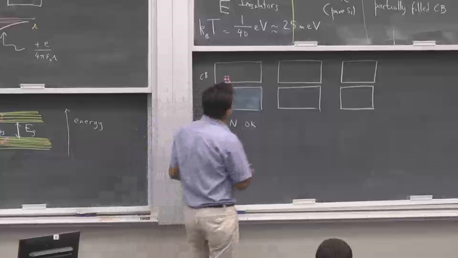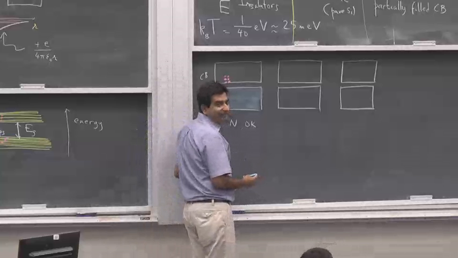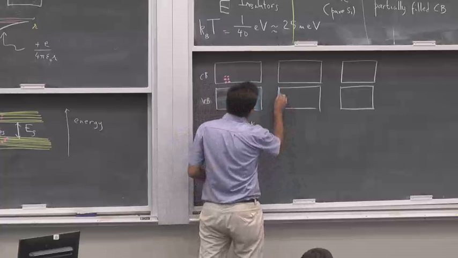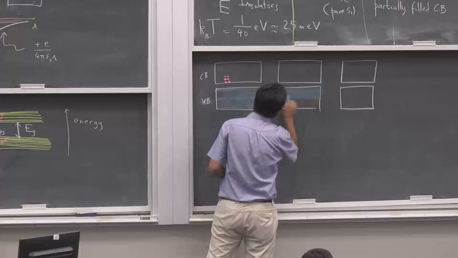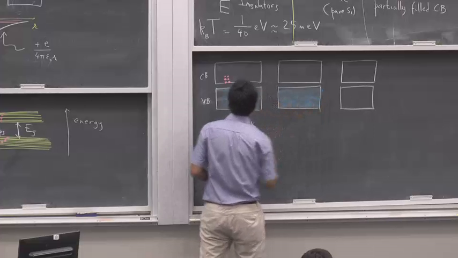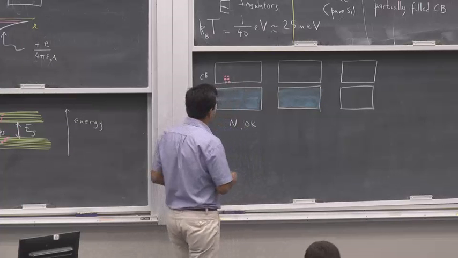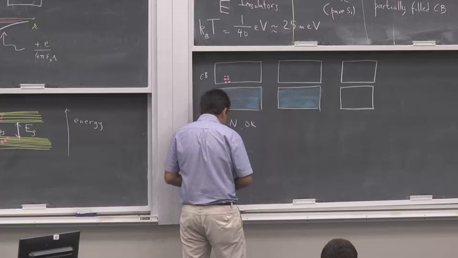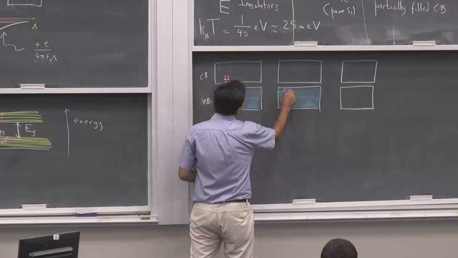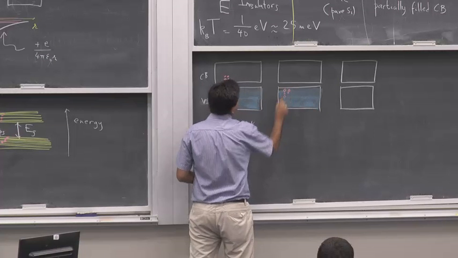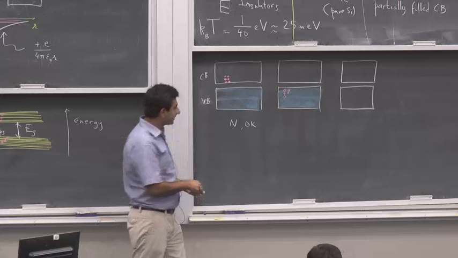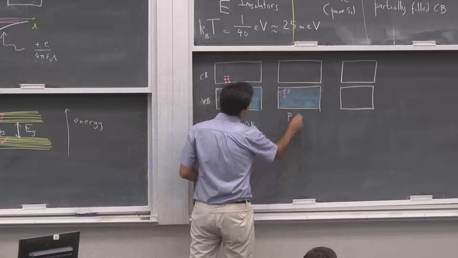Likewise, for a p-type material, what we have here is a completely filled valence band, but there are holes inside the valence band that can contribute to conduction. So this is a p-type material at zero kelvins.